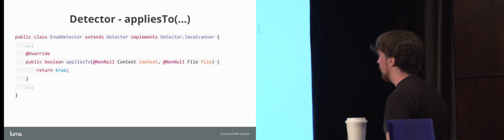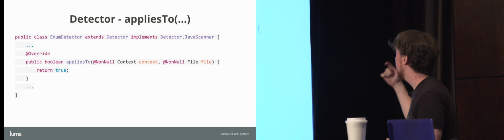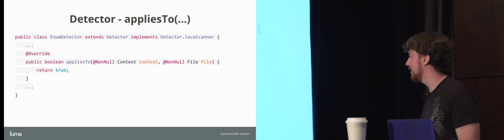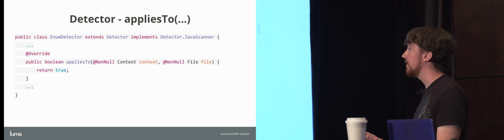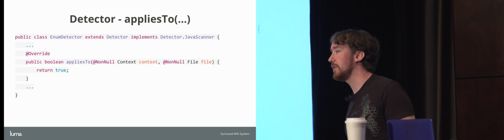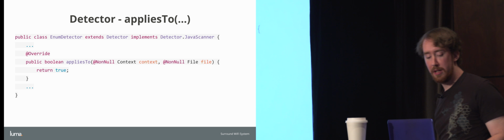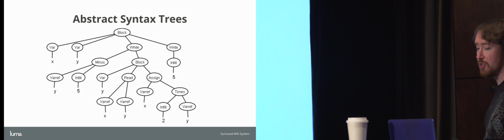You can see we have two parameters. We have context, and file. And just to be very clear, because it's ambiguous, that is not an Android context. That is a Lombok context, which is slightly different. So it's more a representation of our tree and has nothing to do with Android.